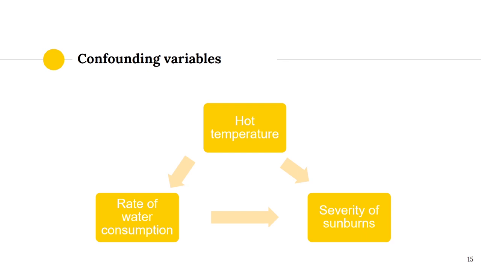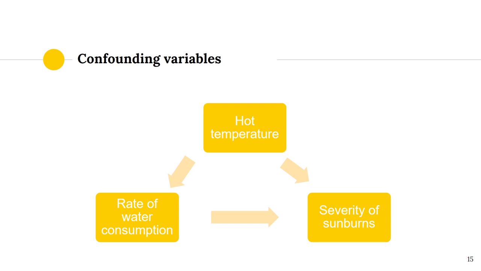To test this prediction, every day we're going to measure how much water our pet dog is drinking. And then at the end of the day, we're going to measure the severity of its sunburns. So in this graph, you can see the direction of causality: the more or less water that Rover drinks, the less or more severe its sunburns will be. Okay, that's a fine prediction. But what we are forgetting to account for is the confounding variable of temperature.